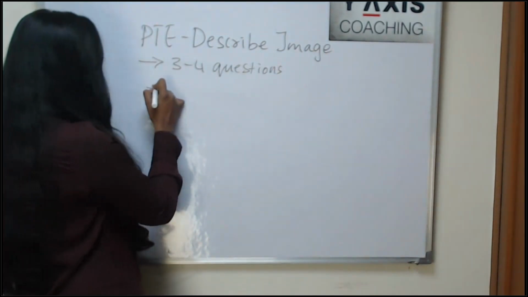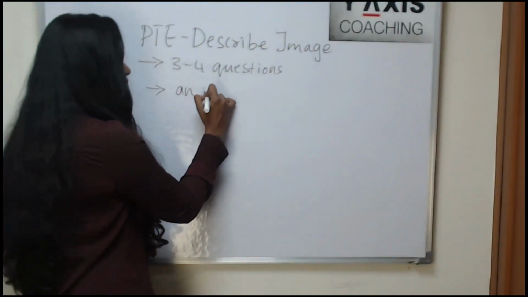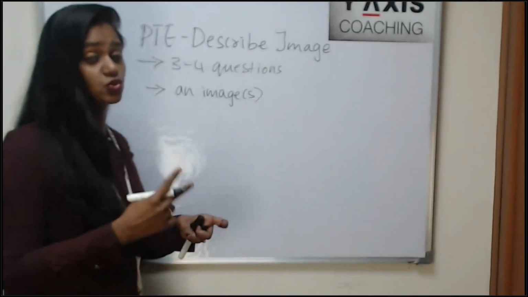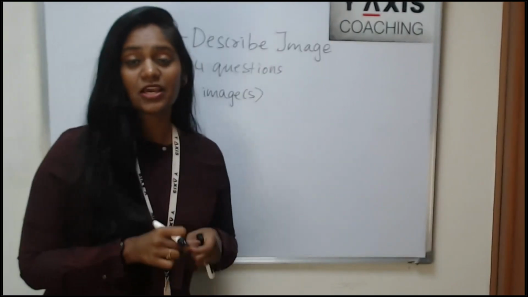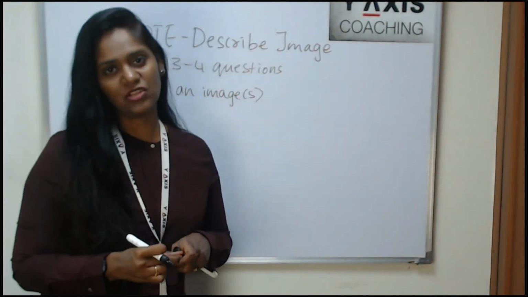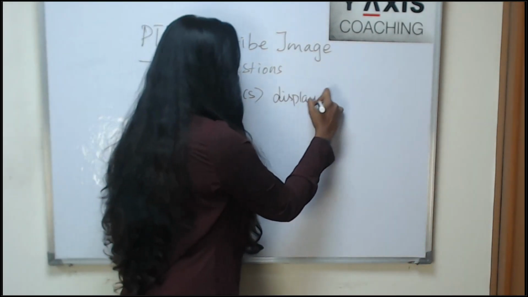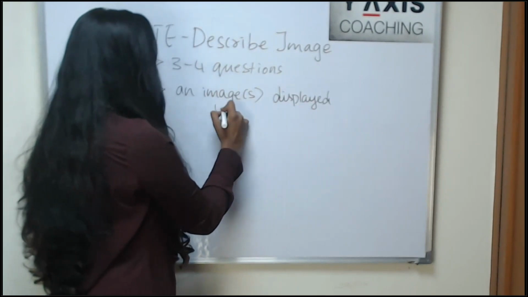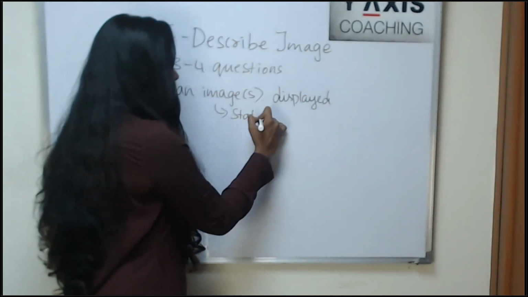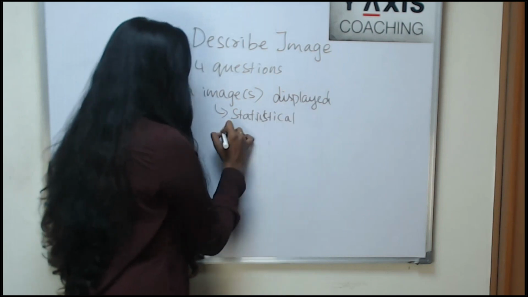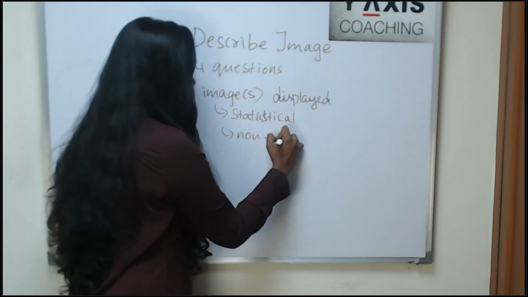And mostly one image would be displayed on the screen. At times, you get 2 images. In rare cases, you can even expect 3 images. Okay? And these images can be of only 2 variations. One statistical, another non-statistical.